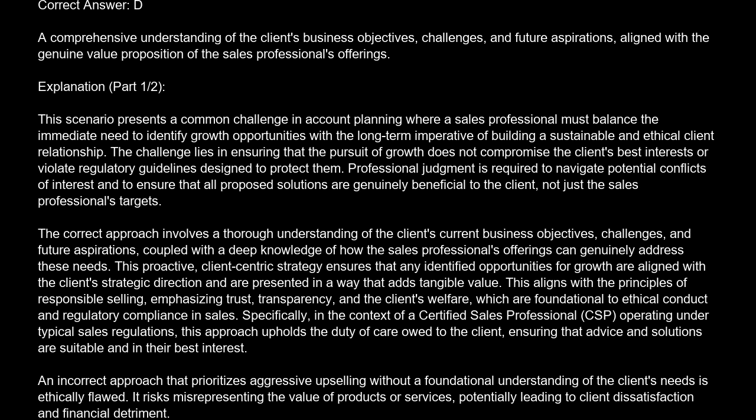This aligns with the principles of responsible selling, emphasizing trust, transparency, and the client's welfare, which are foundational to ethical conduct and regulatory compliance in sales. Specifically, in the context of a certified sales professional, CSP, operating under typical sales regulations, this approach upholds the duty of care owed to the client, ensuring that advice and solutions are suitable and in their best interest.